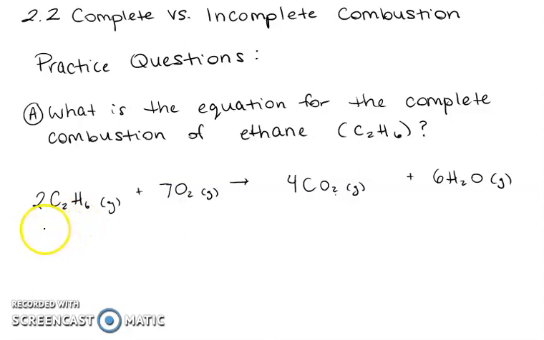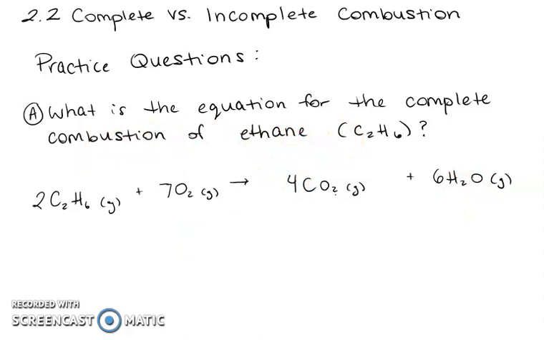Let's see, I've got 4 carbon, 12 hydrogen, 14 oxygen, 4 carbon, 12 hydrogen, and 6 plus 8 gives me 14 oxygens. Perfect. So this is the equation for the complete combustion of ethane.